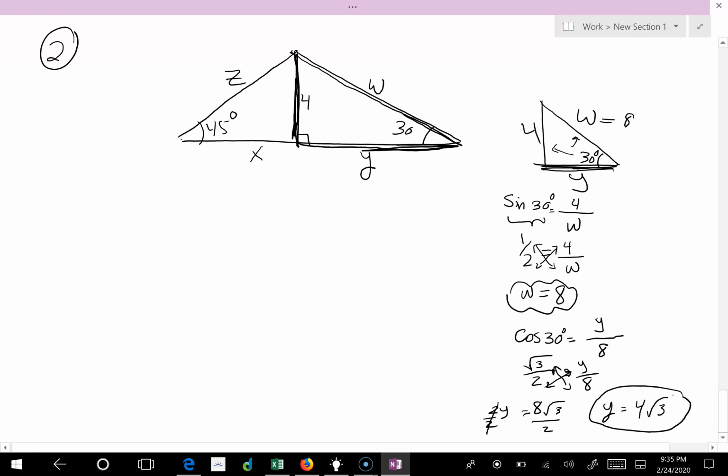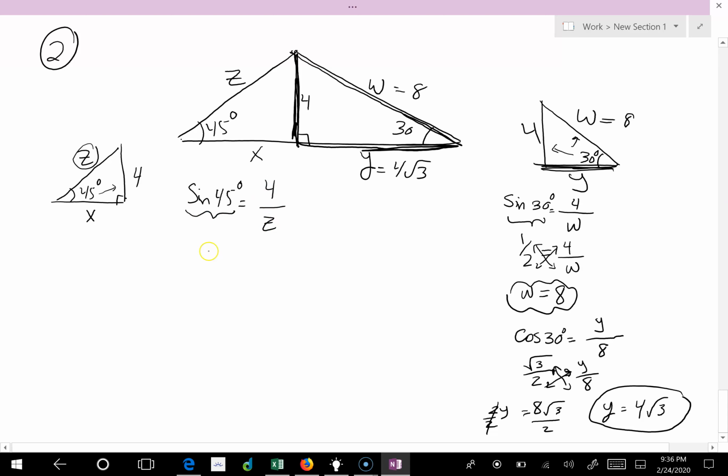Okay. Now you have Y equal to 4 root 3. W is equal to 8. You do the similar thing to find X and Z. You can copy the triangle out. That's right angle, 45 degrees here. This is X, this is 4, this is Z. Sine 45 degrees is, sine is opposite over hypotenuse, 4 over Z. Sine 45 itself is root 2 over 2.